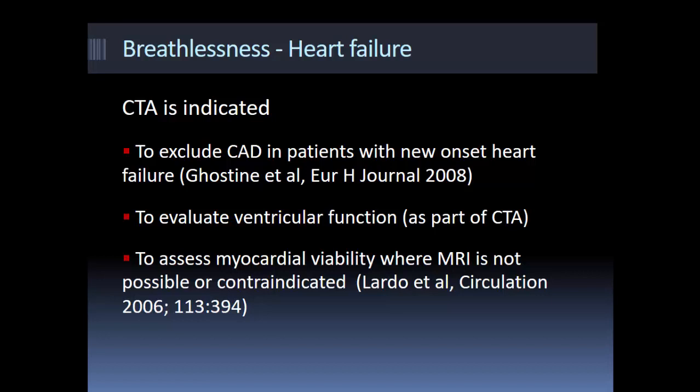Now, the second indication in patients with heart failure would be to evaluate ventricular function when you want a more precise estimation. Perhaps echo windows are not good, or you could not do an MRI scan in these patients because they have a pacemaker or there is some other contraindication for MRI. And similarly, we can use CT for myocardial viability, for similar reasons as we would do ventricular function, in patients with ischemic cardiomyopathy.